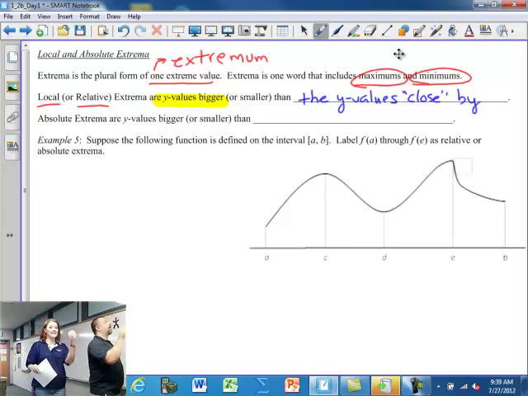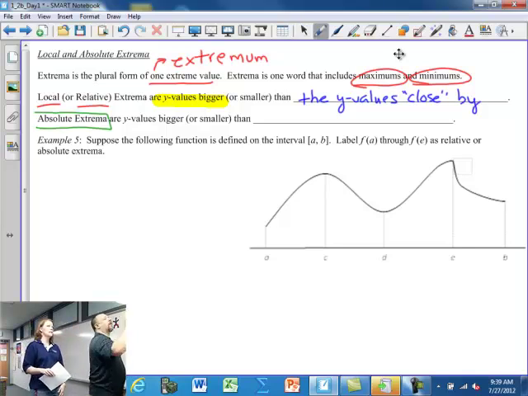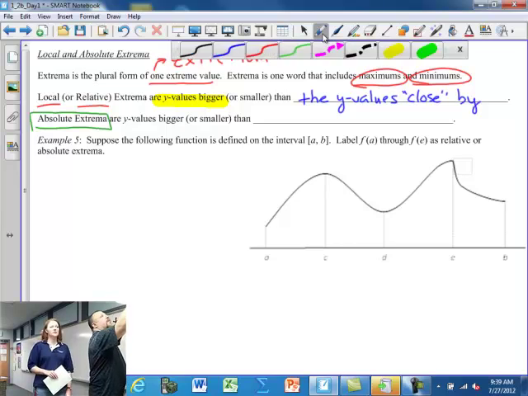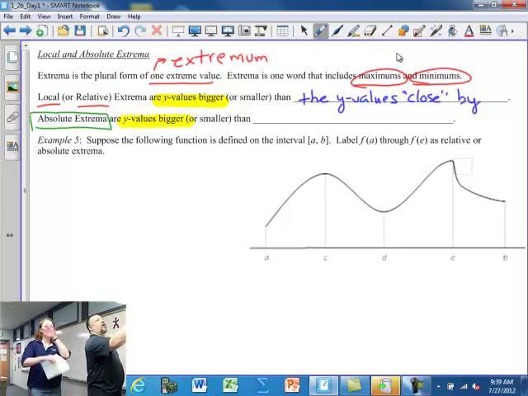All right, how about an absolute extrema? Absolute is like it's it. It is the maximum or the minimum. And again, they are y values.